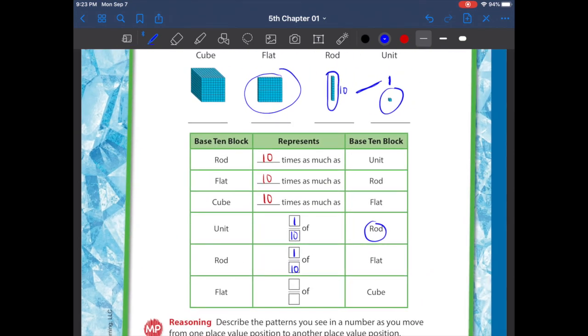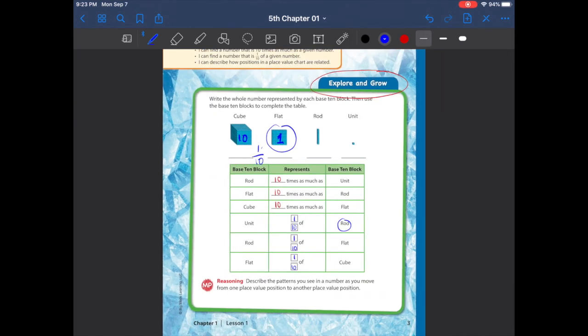And then a flat is, so one of these, right? And over here there are 10 of these. So it'd be 1/10 of a cube. All right, we're going to do a little bit more explanation on our next section.